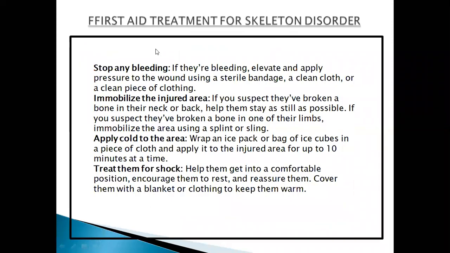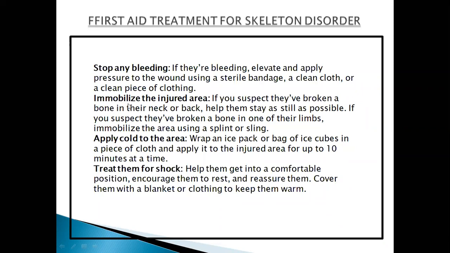Next is the first aid treatment for skeletal disorder. What first aid treatment must you adopt first? First of all, stop any bleeding. If you feel that it is causing any bleeding, like in a complicated bone fracture, you have discussed it. If they are bleeding, elevate and apply pressure to the wound using a sterile bandage. You need to put some pressure over there, using a clean cloth or a clean piece of clothing. So bandage can be done this way, by using this type of cloth.